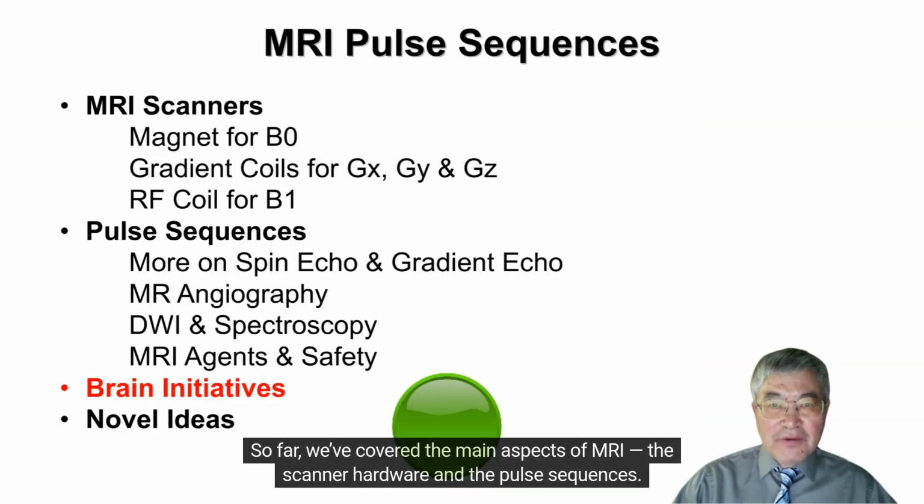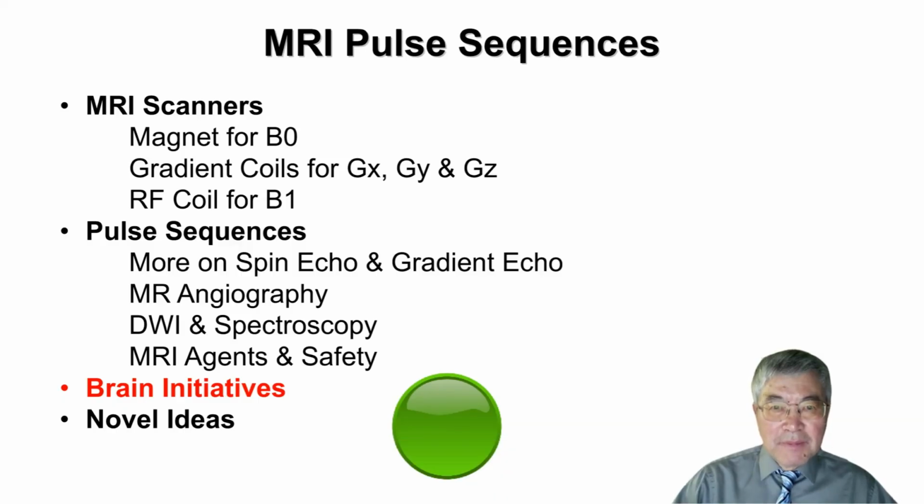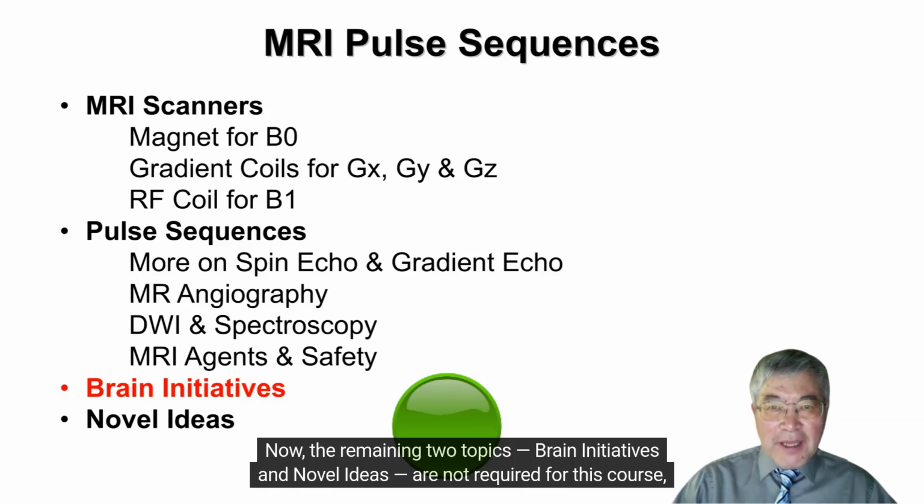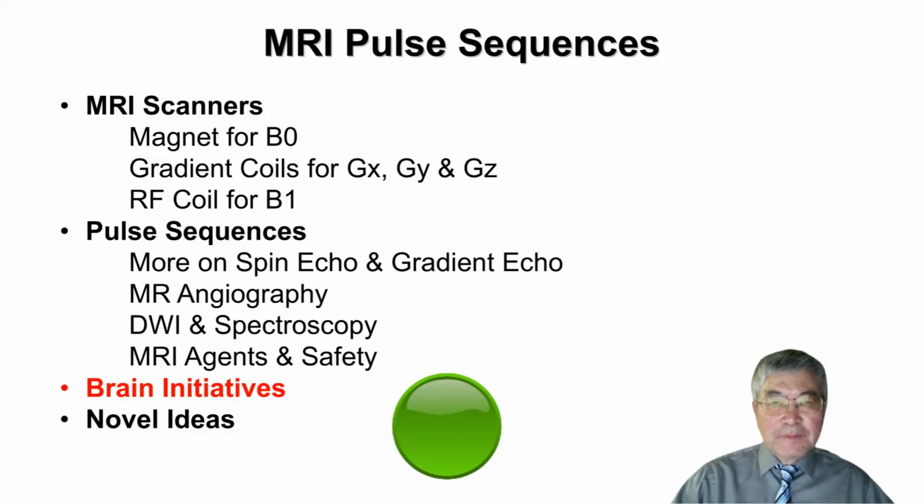So far, we've covered the main aspects of MRI, the scanner hardware and the pulse sequences. These are the two core components that determine how MRI works and what kind of images we can obtain. Now, the remaining two topics, brain initiatives and novel ideas, are not required for this course, but I'll go through them briefly because they're very interesting and show how MRI has evolved beyond traditional medical imaging.